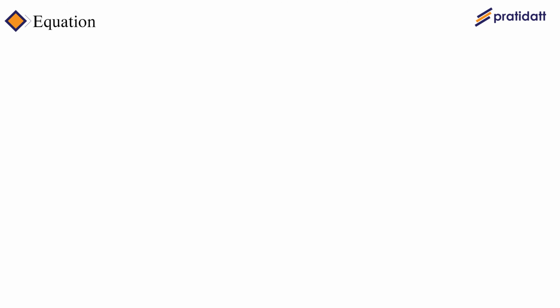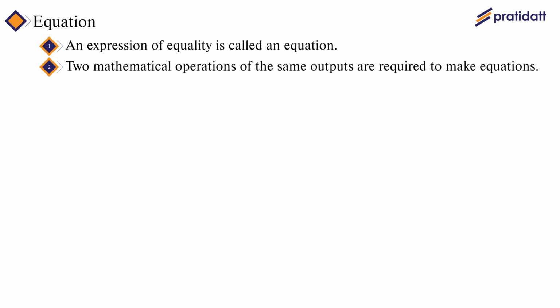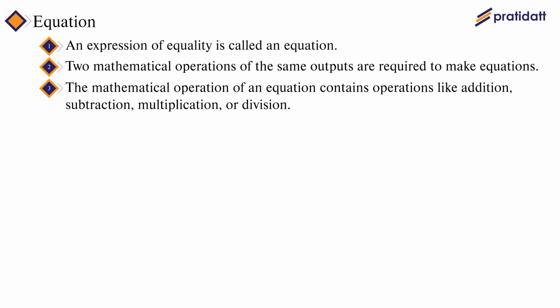Before going ahead, let's recall the previous points about the equation. The first, an expression of equality is called an equation. Two mathematical operations of the same output are required to make an equation. The mathematical operation of an equation contains operations like addition, subtraction, multiplication, or division.